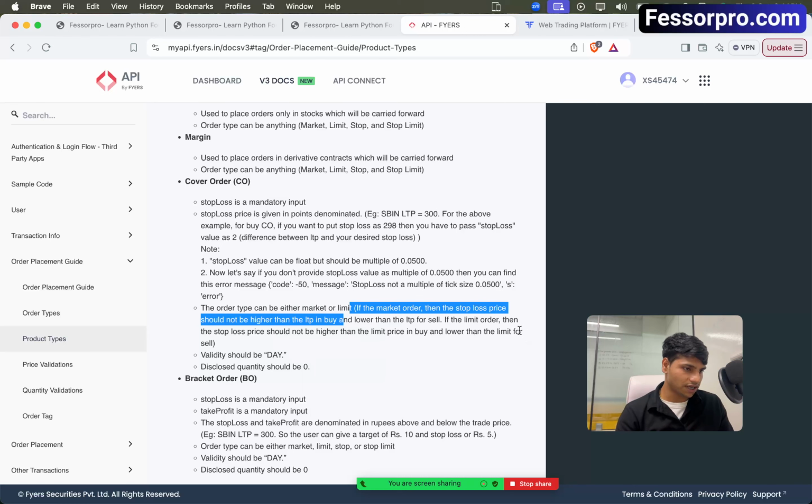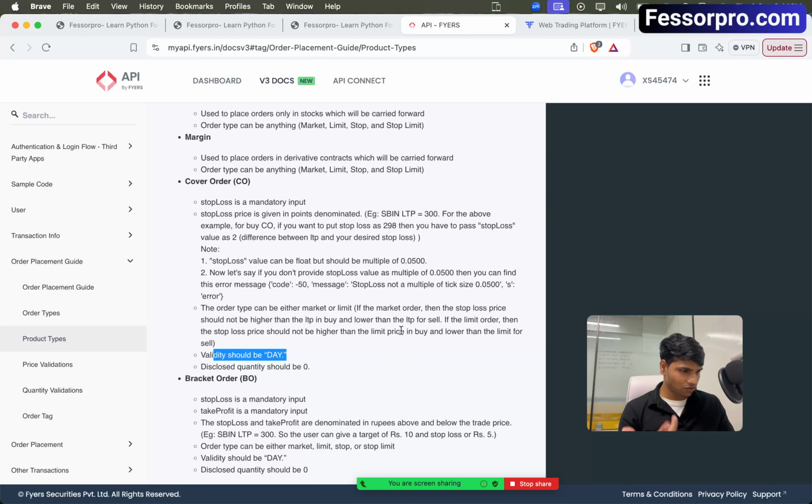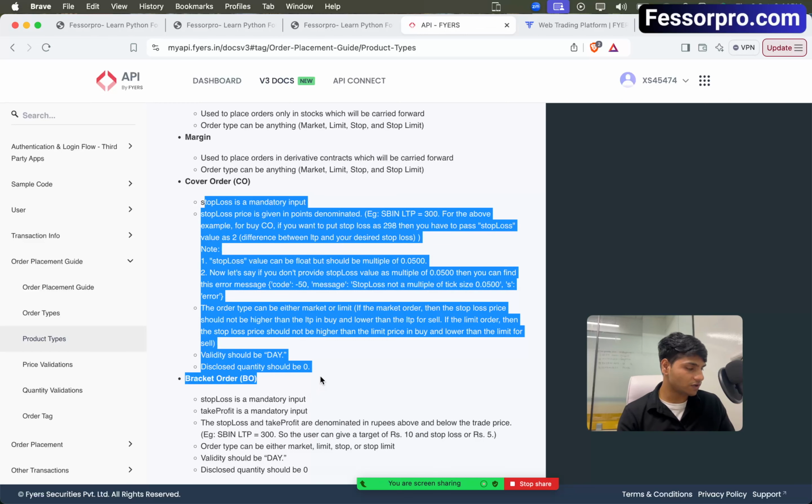The same is true for the sell order. Validity should be day. Yeah, so these are all the things. You can just read it 2-3 times. If you're not clear, you'll come to know what they mean. If you're doing this for the first time, this will be difficult. If you're used to it, it's not that difficult.